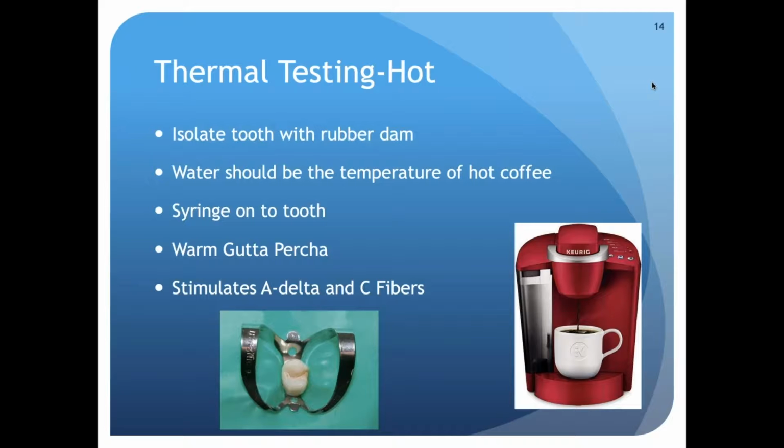What you're trying to do is stimulate the A delta and the C fibers. You're also trying to replicate what's causing this patient's pain. Oftentimes if they're drinking hot water, that's what's doing it. This can also be used if you're trying to isolate a crack, and what's causing the patient pain is drinking liquid. So it can also be used as a test in a patient who may have a cracked or fractured tooth.